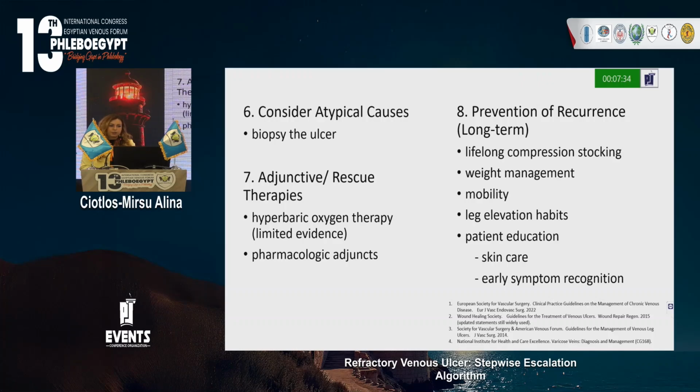If we consider atypical causes, we can biopsy the ulcer. And for rescue therapy, with limited evidence, we can use hyperbaric oxygen therapy, conservative treatment. And to prevent recurrence in the long term, it's important to have weight management, lifelong compression stockings, mobility, leg elevation, patient education, skin care, and to observe early symptoms.